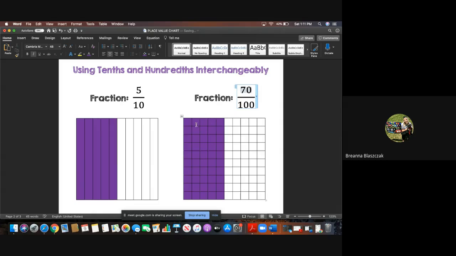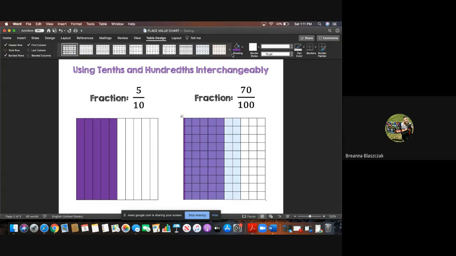We have 70/100ths. I'm going to shade in 7 of my columns. 1, 2, 3, 4, 5, 6, 7. I need to shade in all of the columns though. All right, 70/100ths. So I shaded in 7 of my columns, and I'm going to shade in 7 of my columns over here.